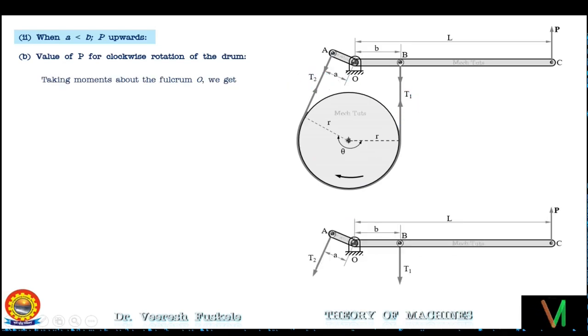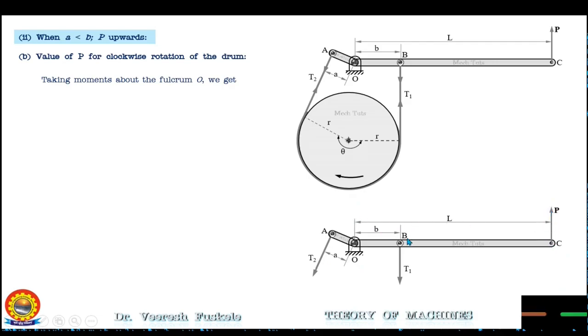This will be the free body diagram of the lever in this case, having forces P, T1 and T2. Now taking moments about the fulcrum point O, T2 will rotate the lever in the anti-clockwise direction, so the moment will be positive and the magnitude will be T2 into A. Similarly, P will also rotate the lever in the anti-clockwise direction, so the moment of P will also be positive with the magnitude P into L.